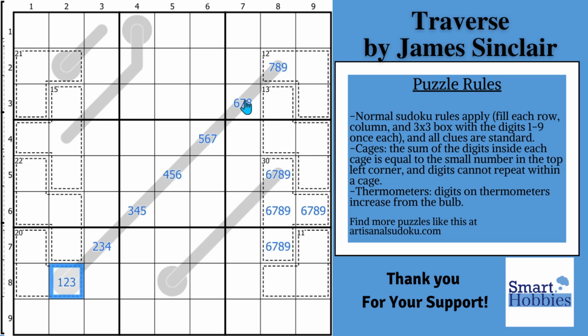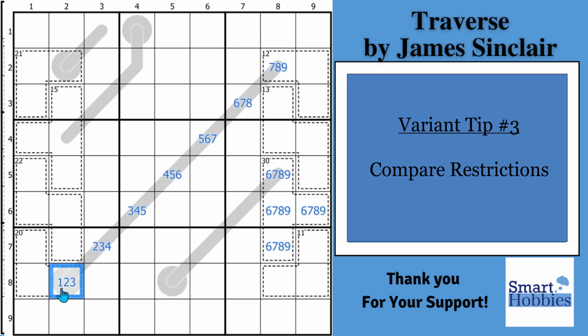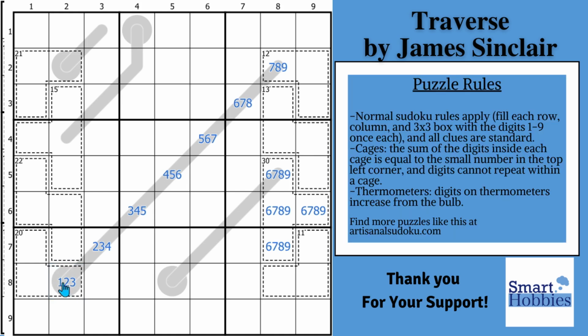And this brings me up to my third tip. The third tip is you want to compare restrictions, especially an overlapping rule set. So right here, you notice this bulb is inside this cage. And these are really low numbers, right? The 1, 2, or 3. So how does that affect the ability to get to 20? Because it has to be exactly 20 in this cage.